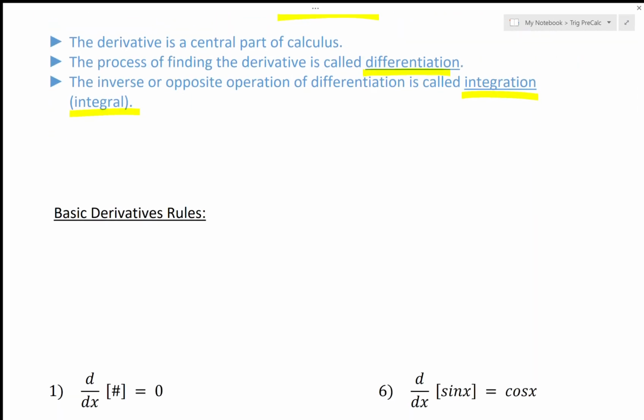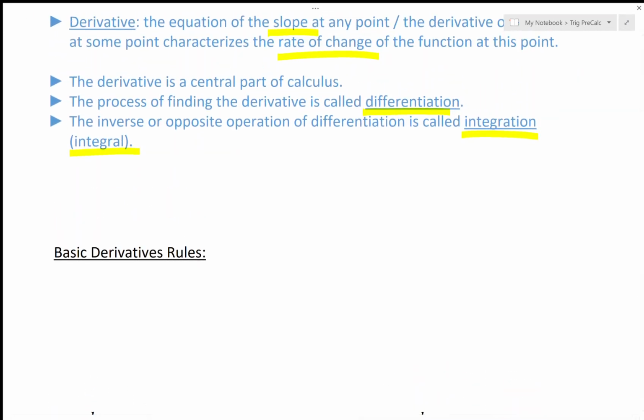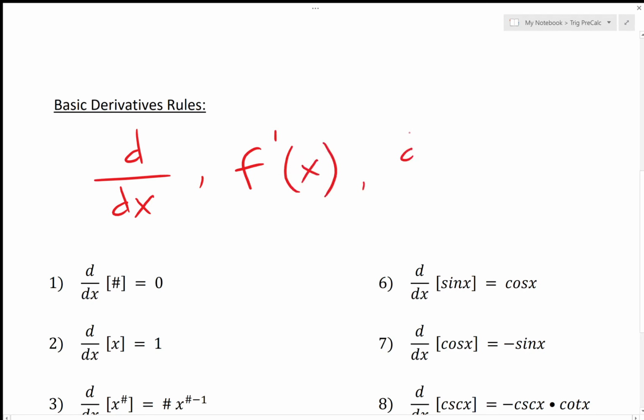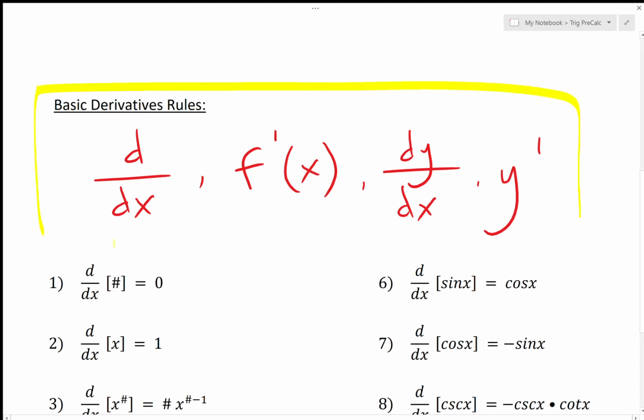Some technical terms here. So basic derivative rules are as follows. We're going to see it as d over dx, so that means derivative. We're also going to see f prime of x, so not inverse, but f prime. We're going to see dy dx, and we're also going to see it as y prime. All of these indicate we're doing a derivative problem. So those are instructions we might see. These are basic derivative rules.